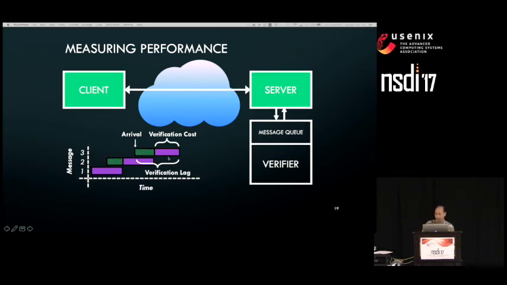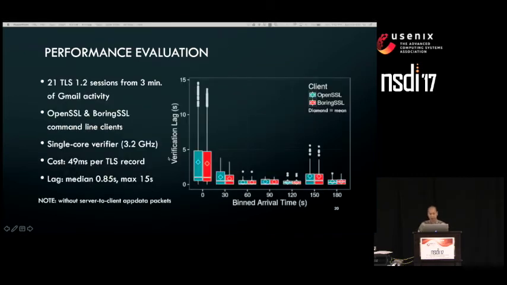Okay. So we applied this performance measurement to a realistic workload. Our performance test set was 21 TLS sessions captured from 3 minutes of Gmail activity. We ran the Gmail application data over the OpenSSL, and we also did BoringSSL command line clients. And we ran a single core verifier on the resulting traffic. Overall, the average cost of verification per TLS record was 49 milliseconds.